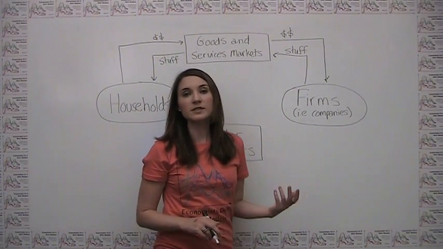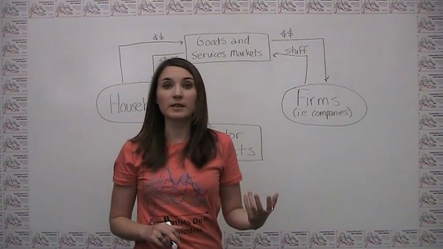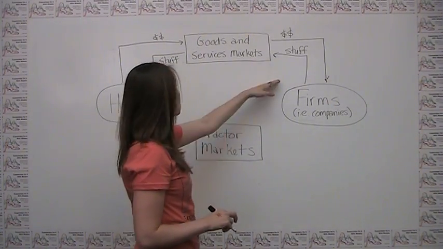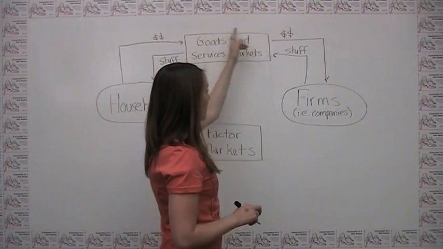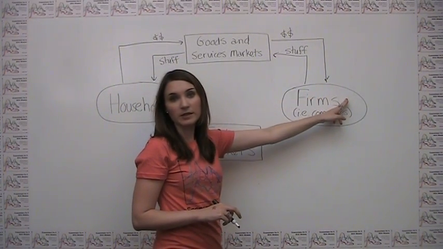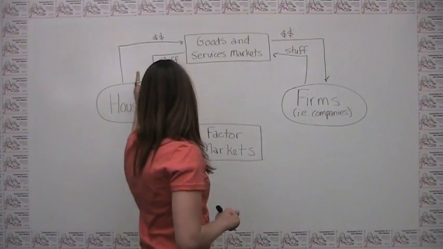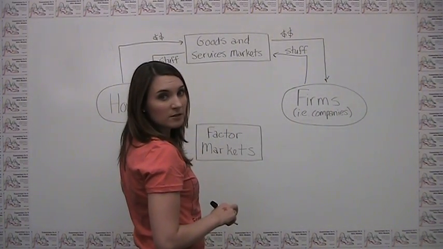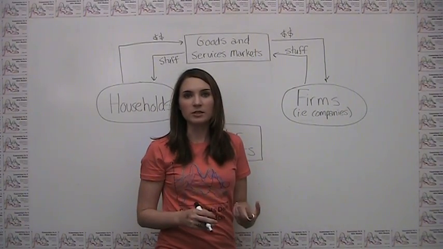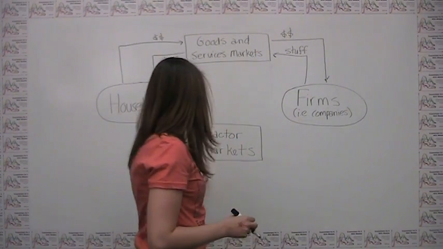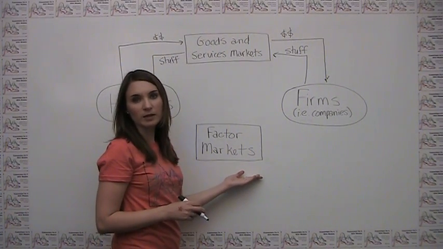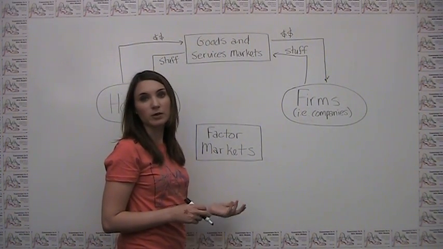If the goods and services markets were the only markets in an economy, economic activity would eventually stop, because all the money would eventually go to the sellers in the market, or the companies, and all the stuff would eventually go to the households, or the buyers in this market, and there would be no more room for exchange. Luckily, the flip side of this is we also have what are called factor markets, or markets for the factors of production.